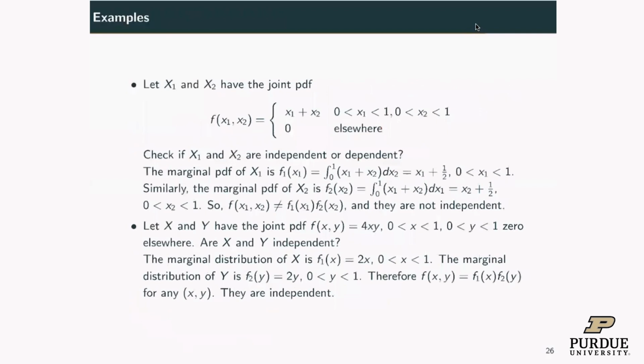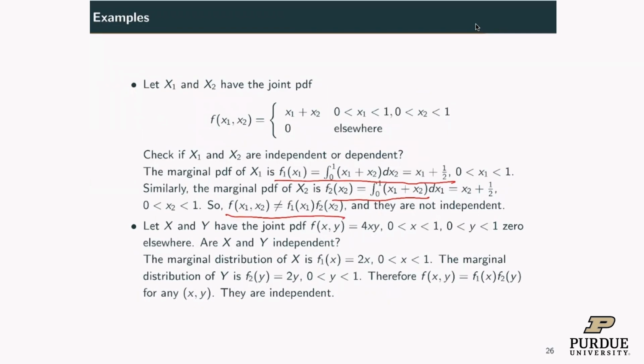Let's take a look at an example. This is an old example. This is a joint PDF. You can calculate the marginal PDF by integrating out x2, and you can get the marginal PDFs of x2 and x1. Now it's very easy to verify. The product is not the same as the joint. So they are not independent.